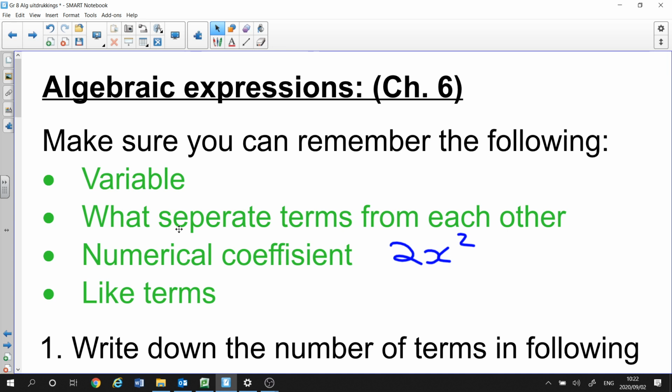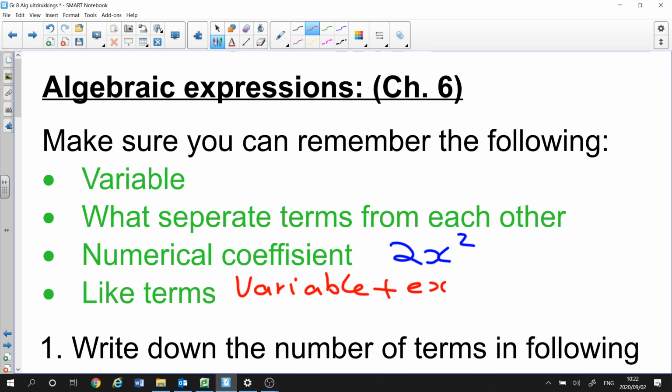Like terms, I don't know if you can remember what makes terms alike. The variable plus the exponent must be the same. In order for terms to be alike, the variable and the exponent must be the same. So let's just recap quickly.